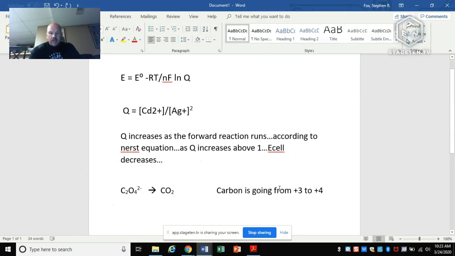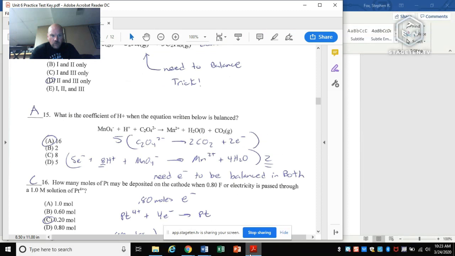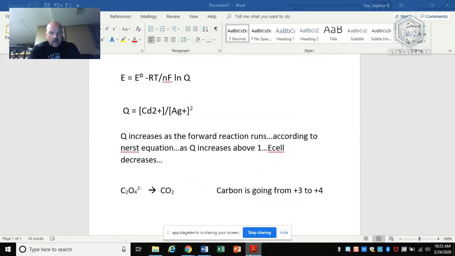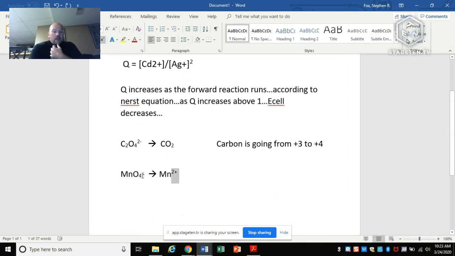And then the reduction half reaction was the manganese. So we had permanganate minus yields manganese 2+. So we had permanganate going to manganese 2+. Okay. So the manganese, this is the reduction half reaction because the Mn is going from +7 to +2. Okay, so that's the reduction.